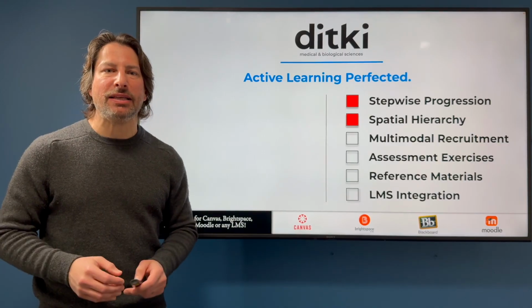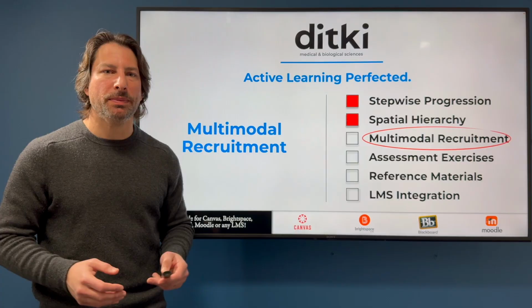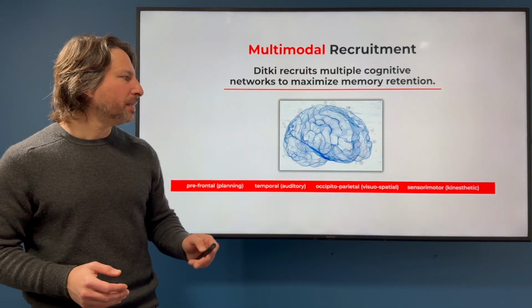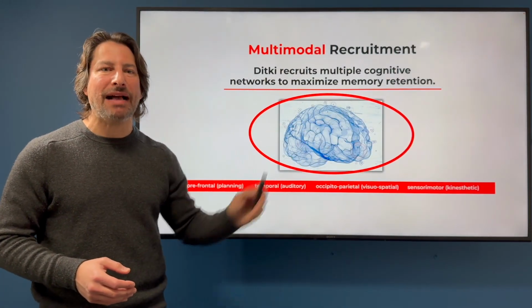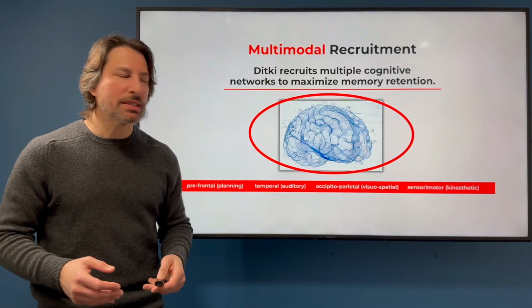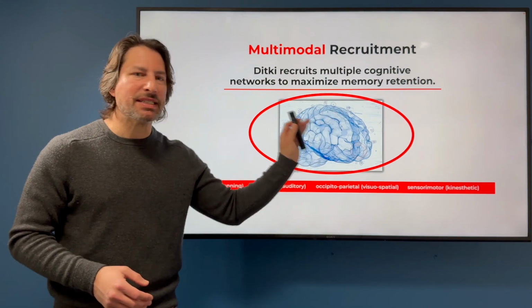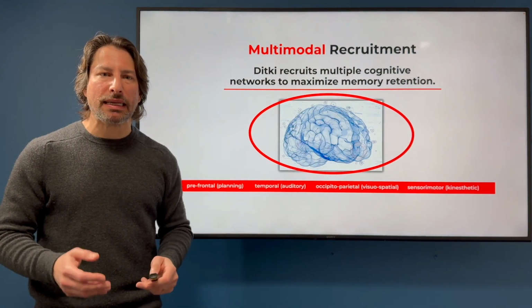Another key thing that Draw to Know It does is multimodal cognitive network recruitment. So typically, educational information is learned in this back half of the brain. Visual information in the occipital lobes, linguistic and auditory information in the temporal lobes, but this front half, this anterior half of the brain is neglected.